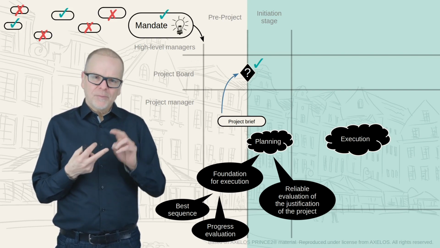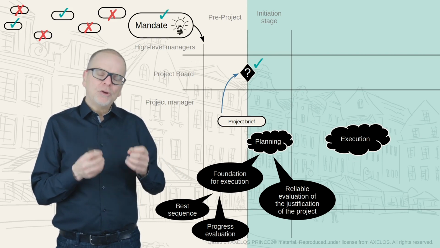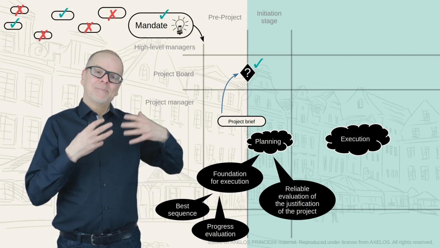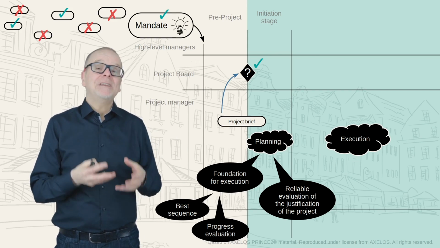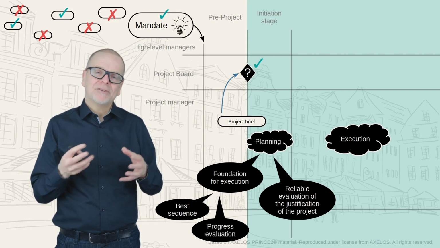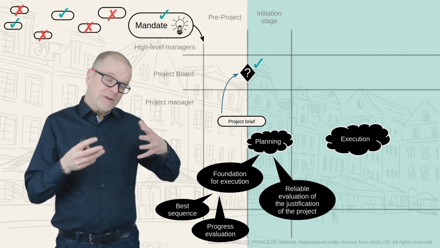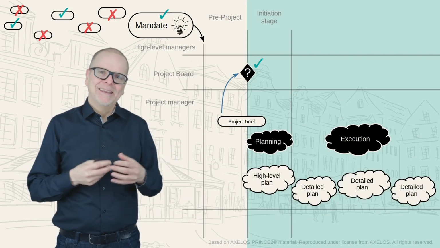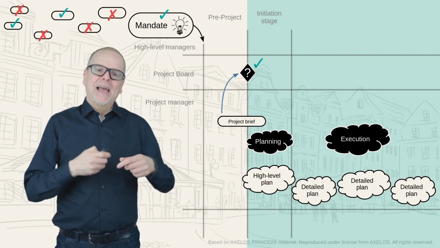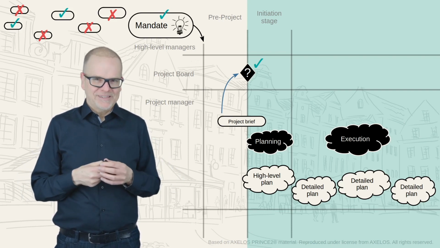However, there's something important here. Normally in a PRINCE2 project, we don't want to create a fully detailed plan up front, because we usually cannot plan that far in detail. We don't have a crystal ball. So instead, what do we do? Well, we create a high-level plan in the initiation stage, and later on we can add detail to that plan one stage at a time.